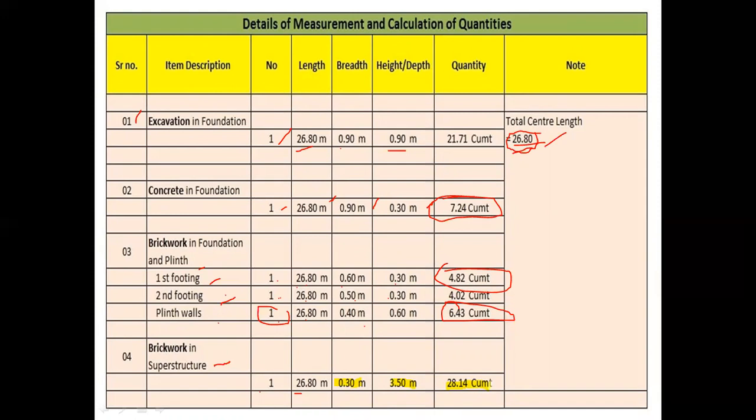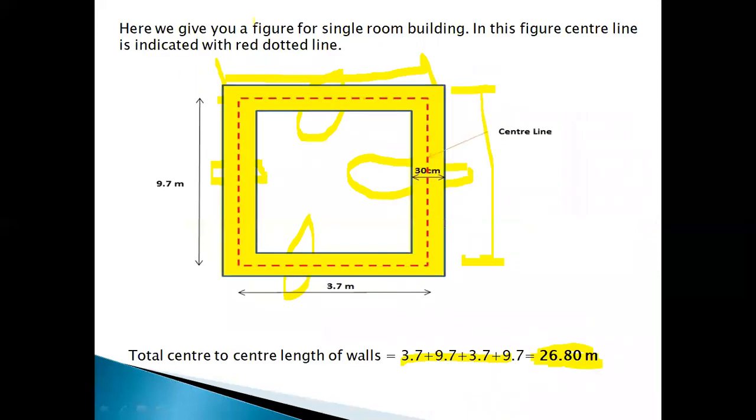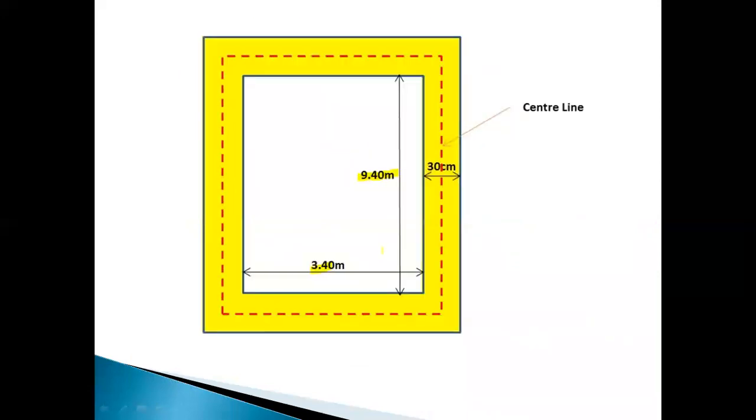In the previous case, we found the long wall quantity and short wall quantity separately, then added long wall plus short wall quantity. In this case, we calculate the total length. First, the long wall inside dimension is 9.40 meters and the short wall inside dimension is 3.40 meters.